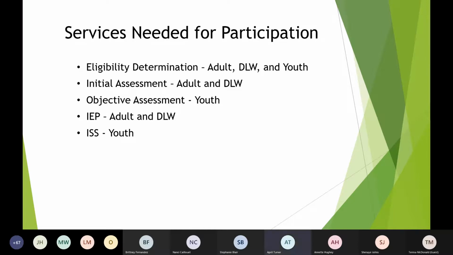Then you have an objective assessment, which is for youth. And it's basically the same thing. Then you have the IEP for adults and dislocated workers, and the ISS is for the youth. These services are needed to be able to have a participation, and if you don't have a participation date, they're not included in your performance.